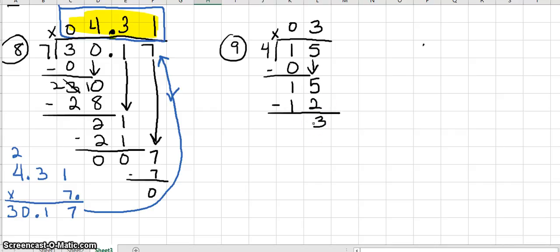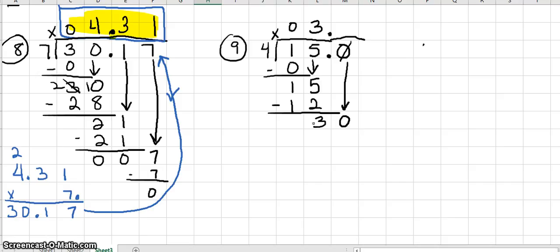I'm not doing fractional remainders. I've got to get the answer in decimal form. So I put my decimal down, take it to the top, and add a placeholder 0. I did not change the value of 15, but I am going to be able to use that 0 to get rid of my remainder.